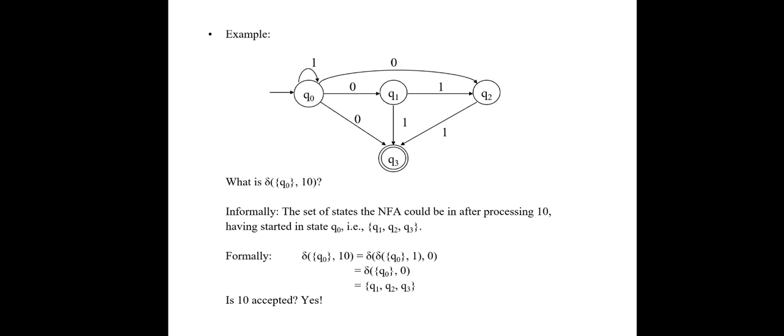What is delta of q0 comma 1 comma 0 for the given diagram? So for q0 comma 1, it goes to q0. q0 comma 0, it goes to q1, q2, q3. Out of this, q3 is the final state, hence the given string is accepted. Similarly, you can do for q0 comma q1 for 1, q0 comma q2 for 1, 0. If you have more than one state, in that case, you are supposed to do union operation.